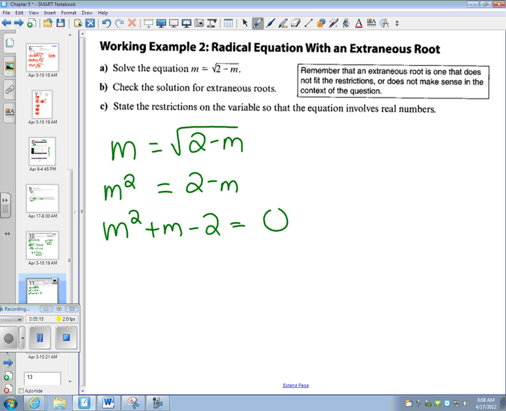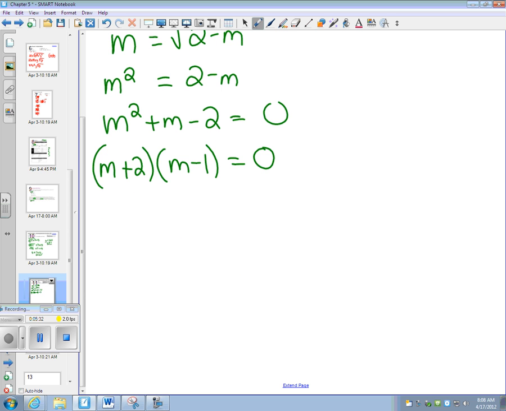So I need two numbers that multiply to be negative 2 and add to be positive 1. So that's m plus 2 and m minus 1. And there we go, I have this factored. Now to solve, I need to set each of these factors to be 0. So I get m plus 2 equals 0 and m minus 1 equals 0. In this case, m equals minus 2. In this case, m equals 1.